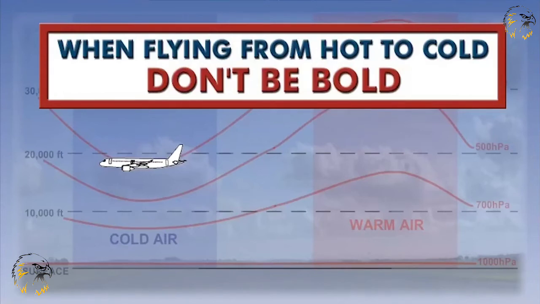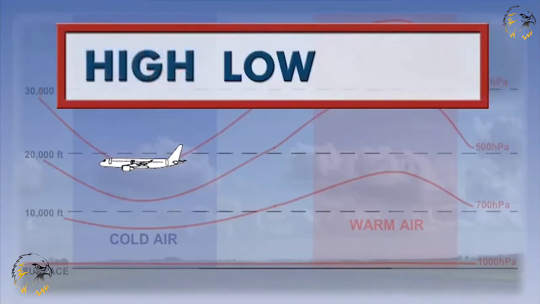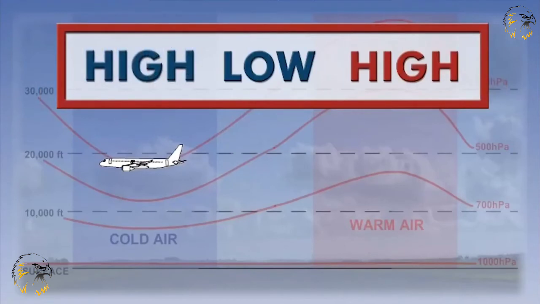We can further adapt this to be high, low, high. Flying from high temperature to low temperature, the altimeter will read high. In other words, it overreads the true altitude. We saw the use of high-low-high previously for horizontal pressure changes along route.